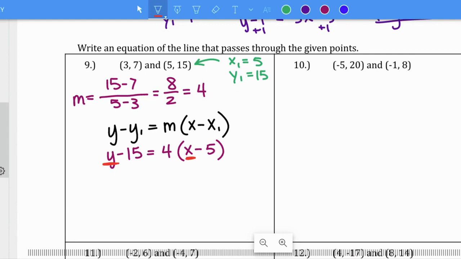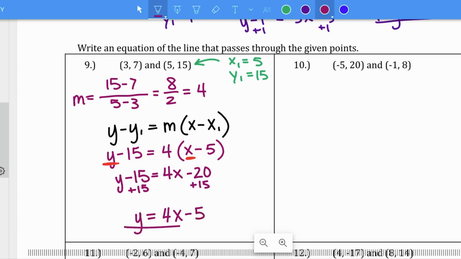And I'm going to do my same 2 steps. I'm going to distribute. So y minus 15 equals 4x minus 20. And I'm going to add this 15 over to this side to get y alone. 4x minus 5. Again, try the process. Different things turn up when you try it. You learn different things each time.